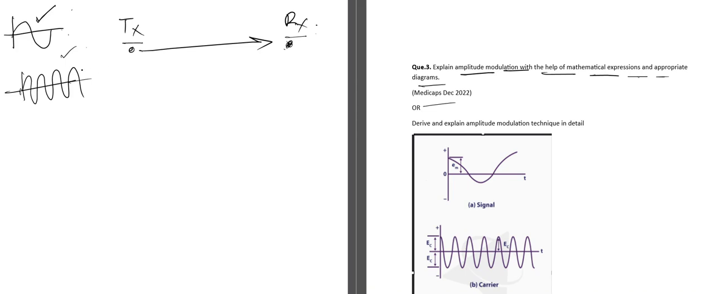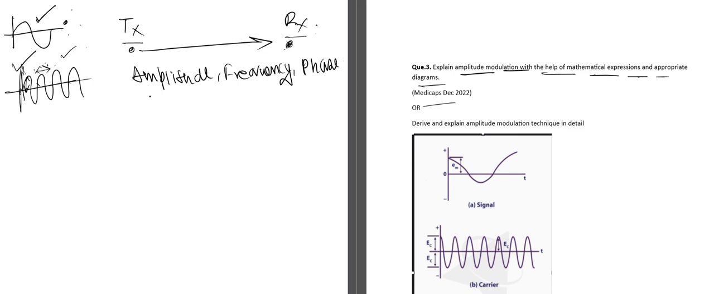Now, modulation is of three types, because suppose this is a high frequency signal and it needs to get modulated by this signal. This signal has three entities: one is the amplitude, one is the frequency, and one is the phase. In our question we are asked about amplitude modulation. So in amplitude modulation, what happens? The amplitude of the carrier signal changes according to the amplitude of our message signal.